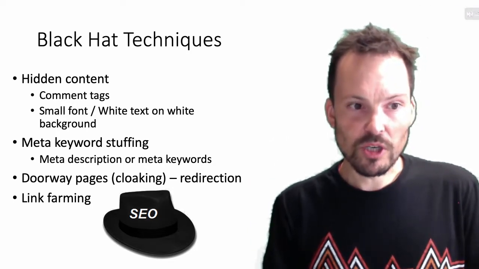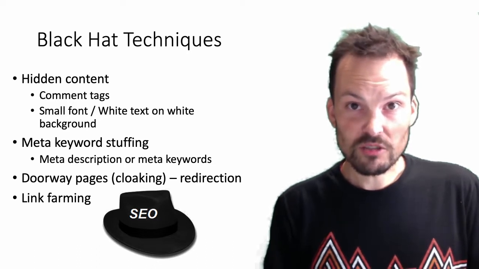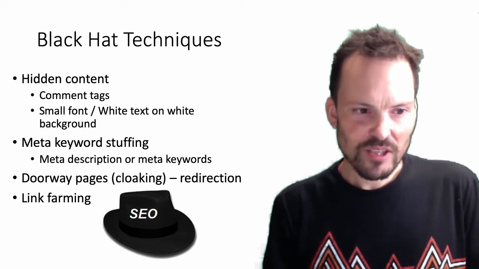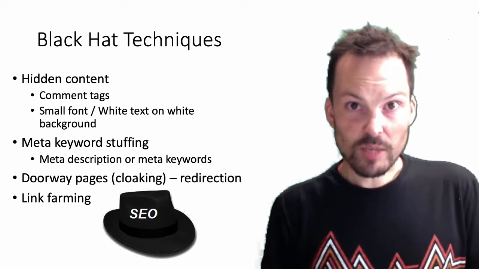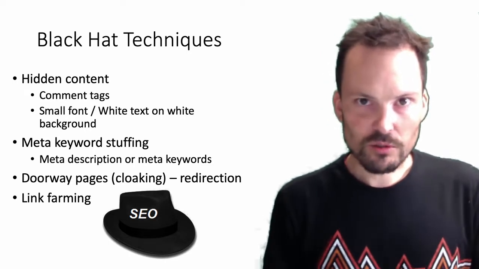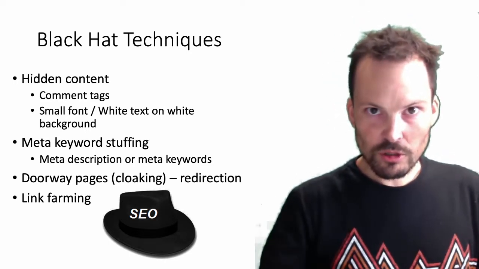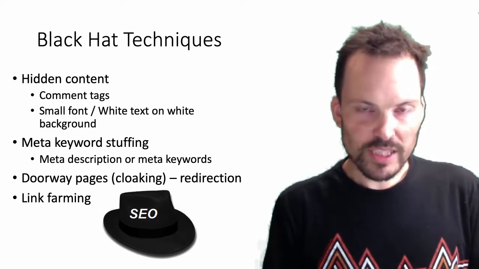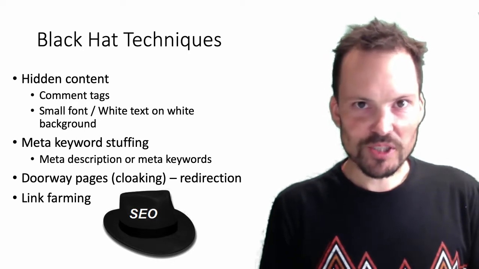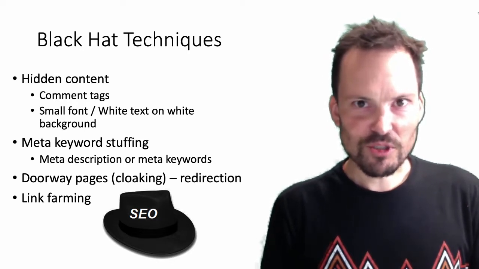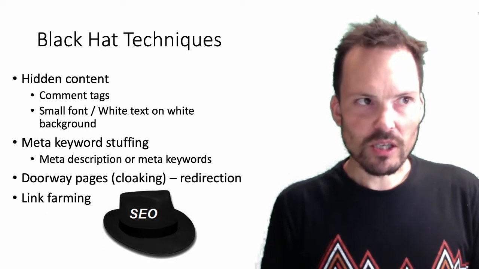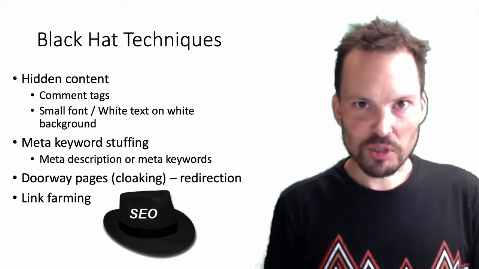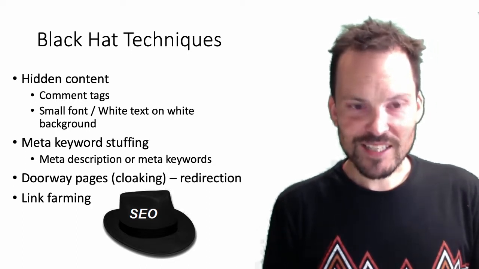Another way is to stuff your metadata, stuff your keywords, so repeat them over and over again in your meta text. Another way is to have doorway pages, or what we call cloaking, which is when you click on a link and it takes you directly to a third-party site. Another way is through link farming, and there are plenty of link farming companies around the world. I think a lot of them are situated in India, where you can go and say, well, we'll sell you X amount of quality inbound links that will improve your ranking. So these are the black hat techniques.